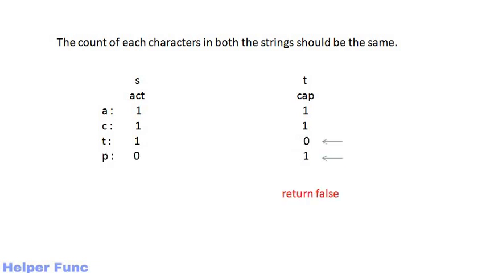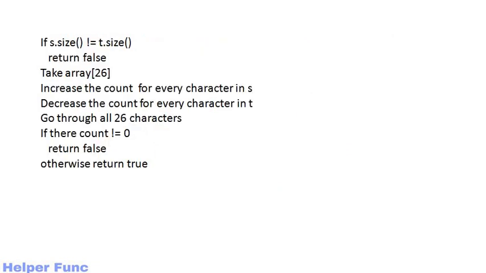But for this example, the count of character t in string s is 1 while in string t is 0. Also, the count of character p in string s is 0 while in string t is 1. Thus the frequencies of each character will not match here and we will return false. Now let's see how to do this efficiently. One basic thing is that if the sizes of both the strings differ, we will return false immediately as they can never be an anagram.